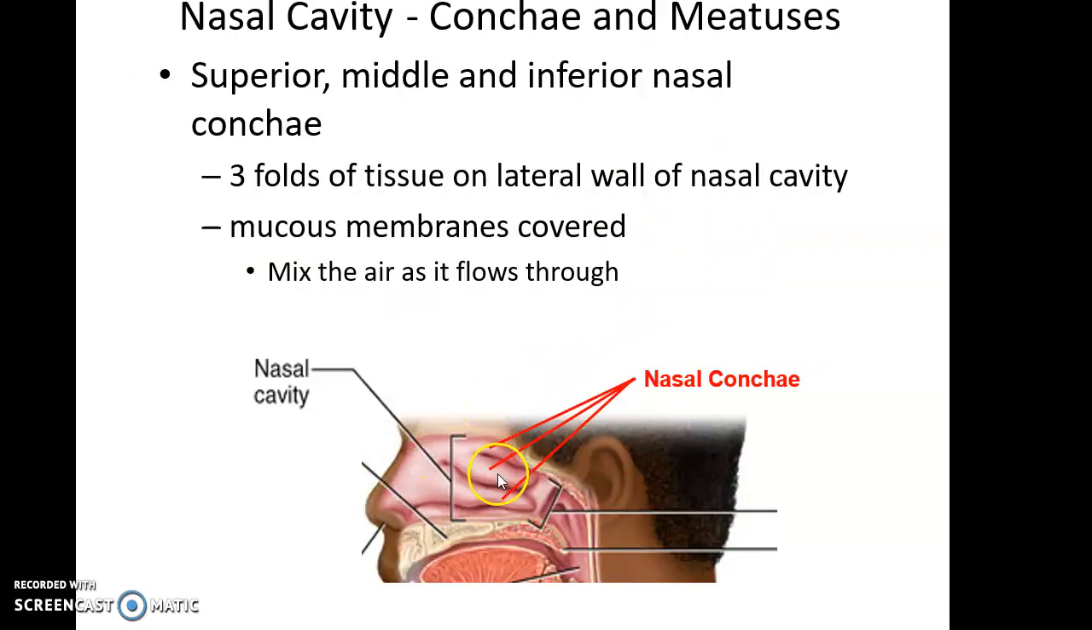The nasal cavity is lined with three structures that protrude out on the lateral walls. So there are right and left nasal conchae, and they fold out and are covered with the mucous membrane, and they cause the air breathed in to swirl to help expose it more to the mucous membrane to get the filtering, the humidifying, and the warming of the air.